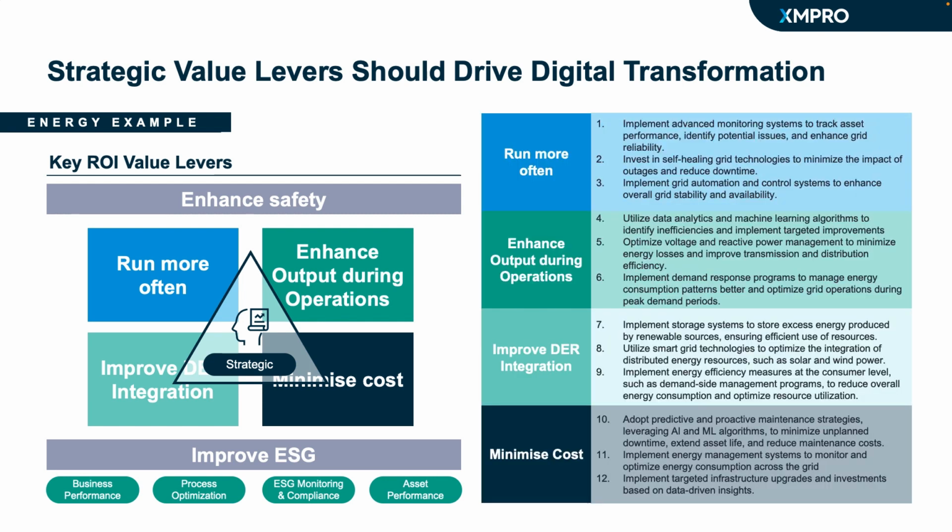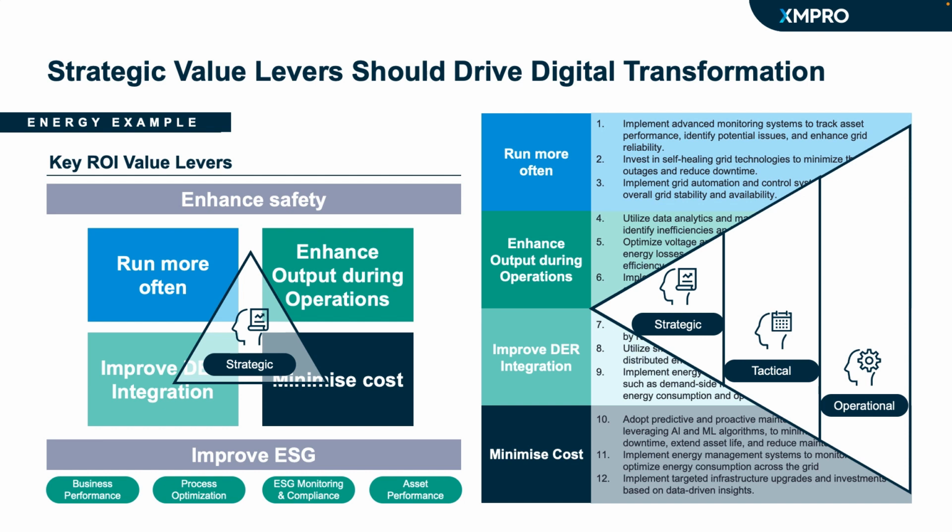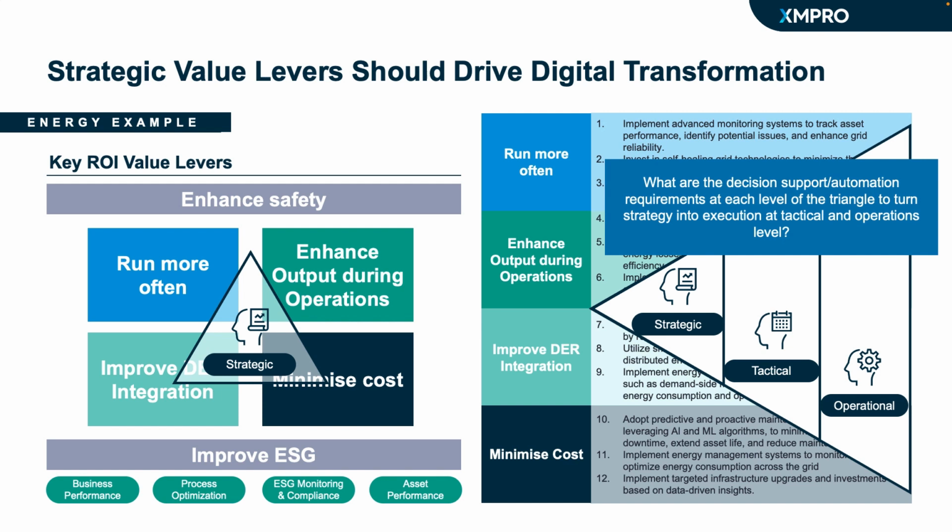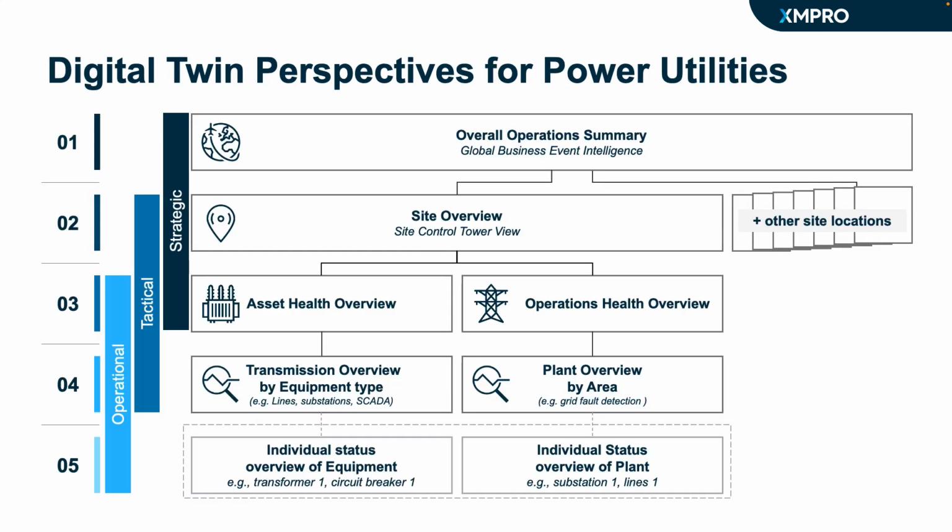Now, in order to drive that, a lot of organizations are creating different initiatives. So underneath of those, different initiatives to address that. But the real trick is in moving from a strategic to a tactical and operational side, and thinking about what the decision support and automation requirements are at each level of the triangle to turn the strategy into execution at both the tactical and operational levels.